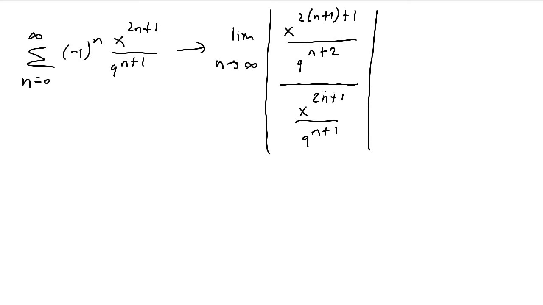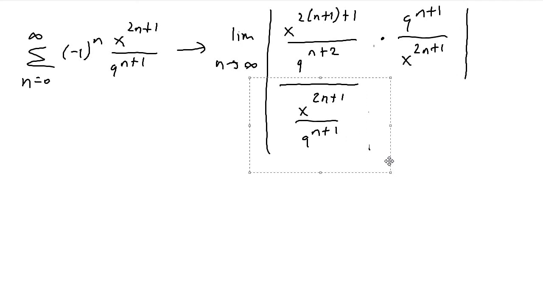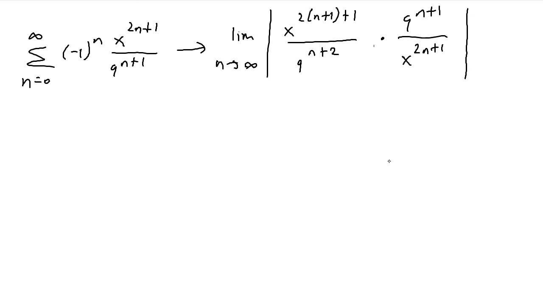And so if I am dividing by this fraction, I can multiply by its reciprocal. So I will multiply by 9 to the n plus 1 over x to the 2n plus 1. I'm just going to go ahead and erase that denominator. And so now what we have to do is just simplify and expand all these exponents so we can cancel out terms. So if I were to rewrite 2 times n plus 1 plus 1, I'll just rewrite it as x to the 2n plus 2 plus 1, which is 2n plus 3.